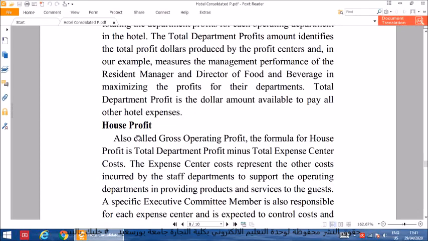House profit, also called gross operating profit. The formula for house profit is total department profit minus total expense center cost. The equation to calculate house profit is total department profits minus total expense center cost.